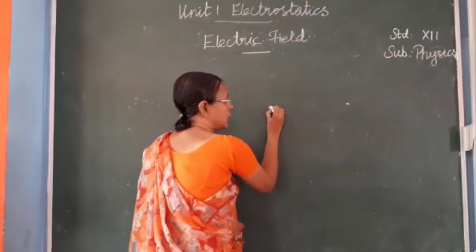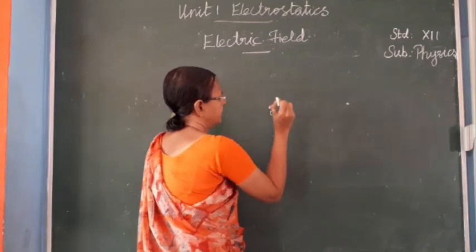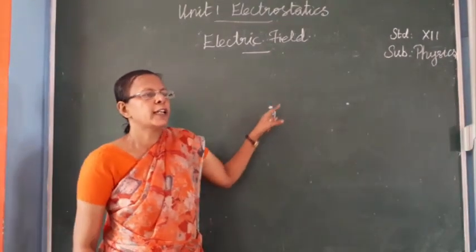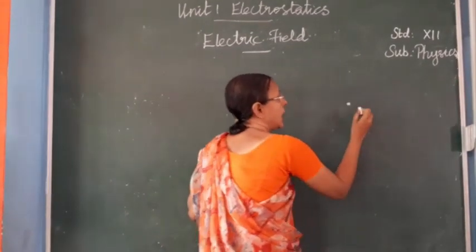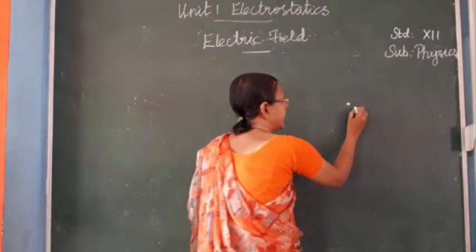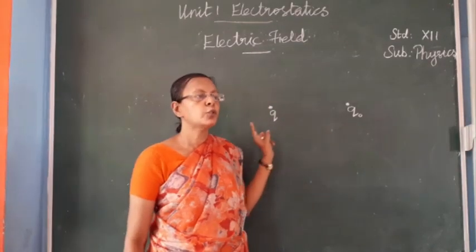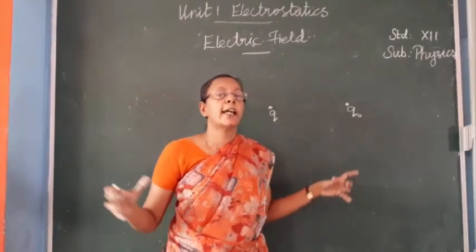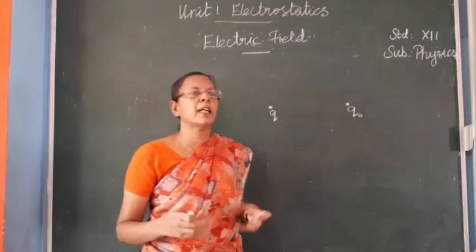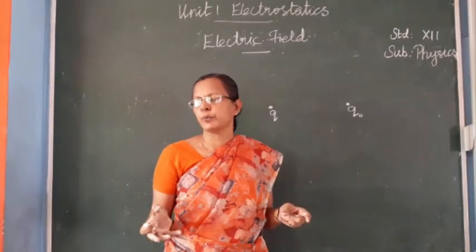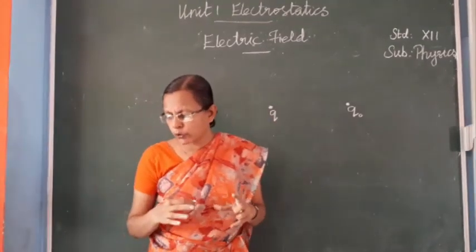Now I kept a charge here, which I have taken as Q. That charge we can take as the source charge. Another charge I have brought and placed at a distance, that is Q0. That is the test charge. These two charges are interacting with each other. The interaction sometimes may be repulsive, sometimes attractive, whatever it may be.